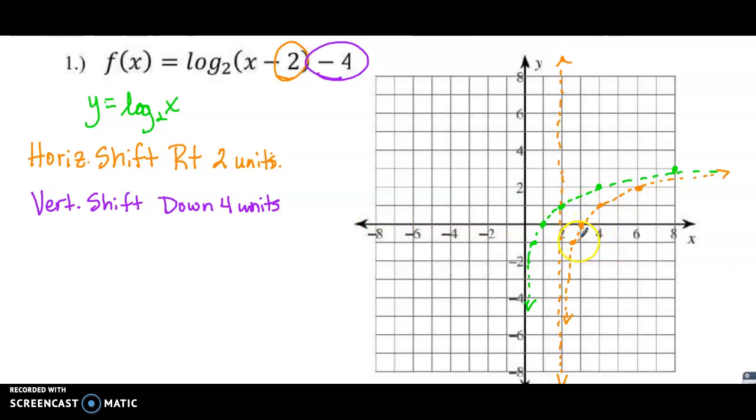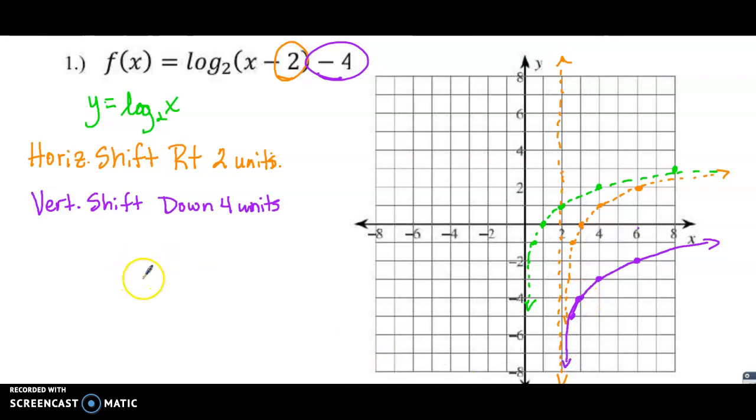So I go back to my orange. That's the last one I left off at. I'm going to move every point down 1, 2, 3, 4 units. Now I could draw it in solid because I've done all of my shifting, and that's what my answer will look like.